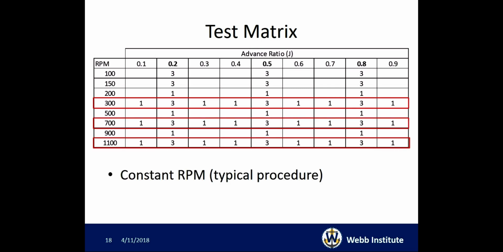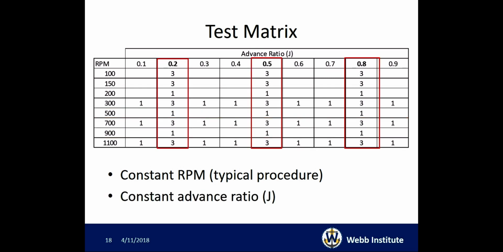There are 2 comparisons that this allows me to make. First is the typical procedure, constant RPM, shown by these red boxes. And the second allows me to compare the Reynolds number, or the RPM, at 3 constant advance ratios, 0.2, 0.5, and 0.8.